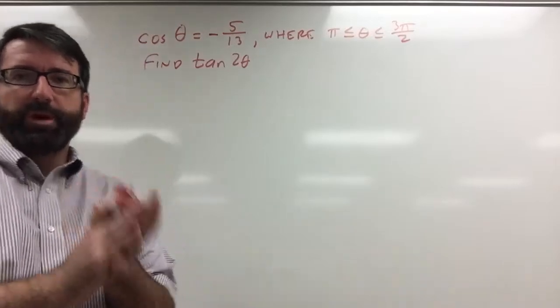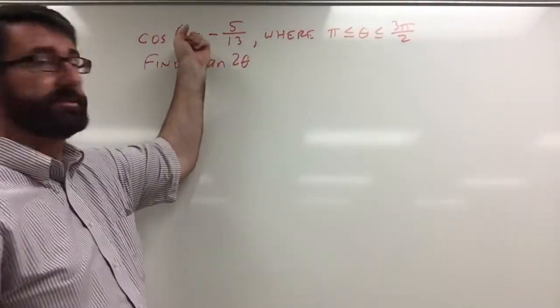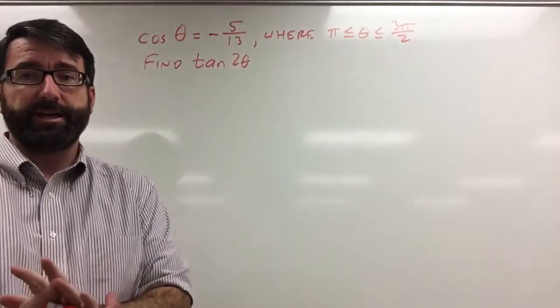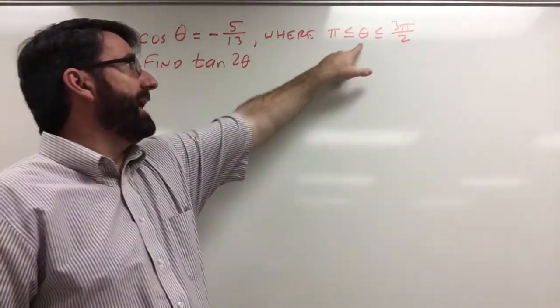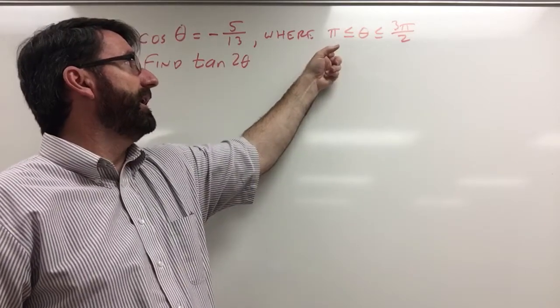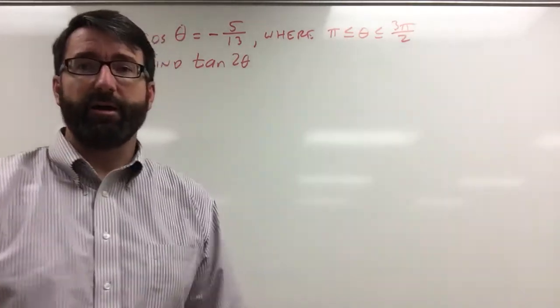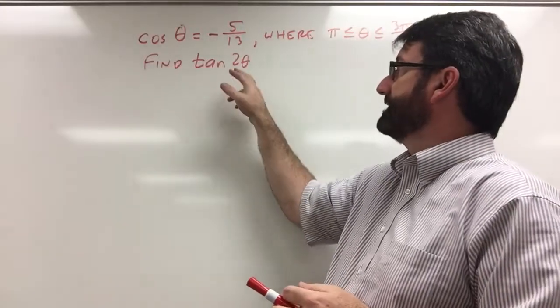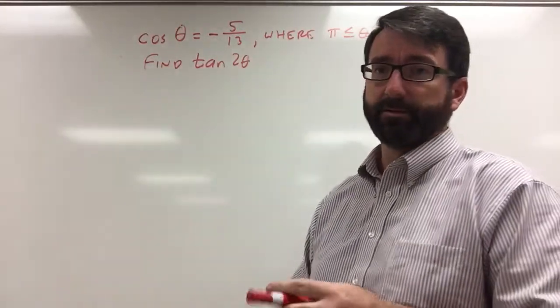For this problem, we are told that the cosine of some angle theta is equal to -5/13, where that angle is between pi and 3π/2. And we're asked to find the tangent of 2 times that angle.